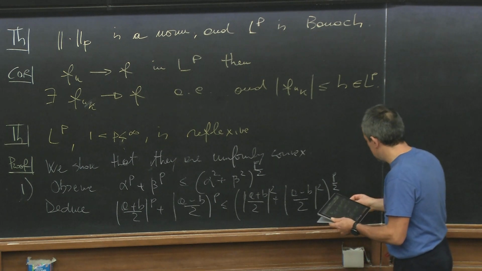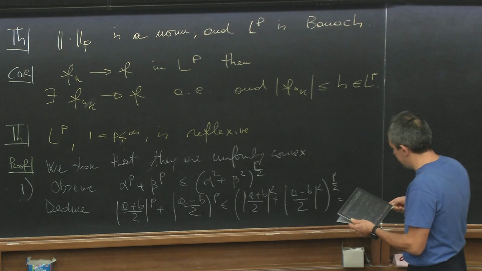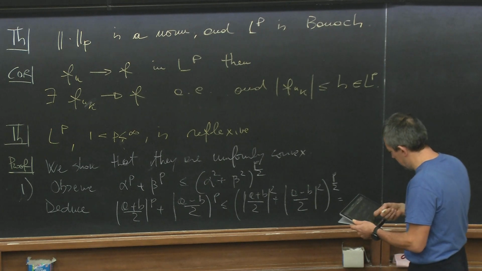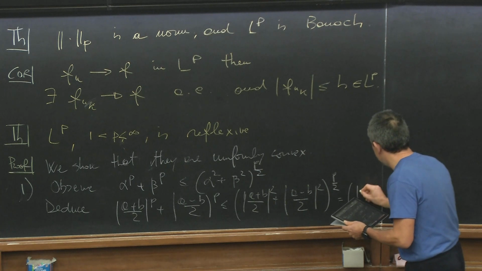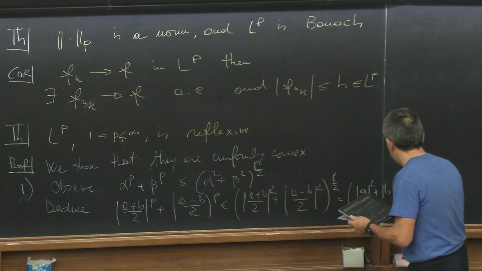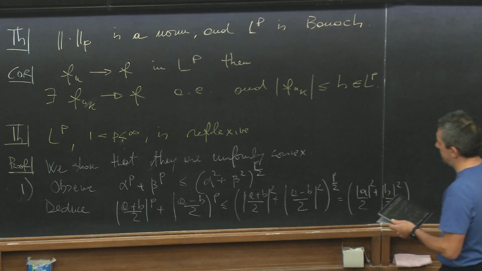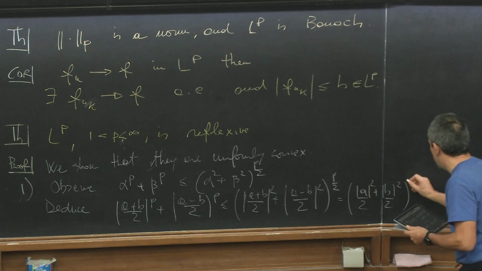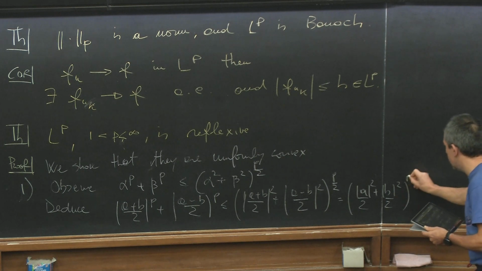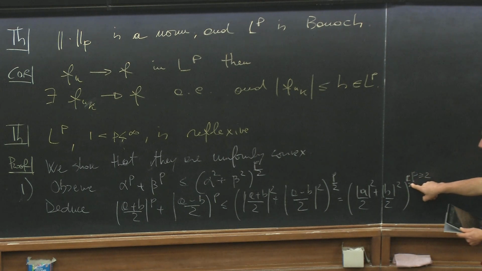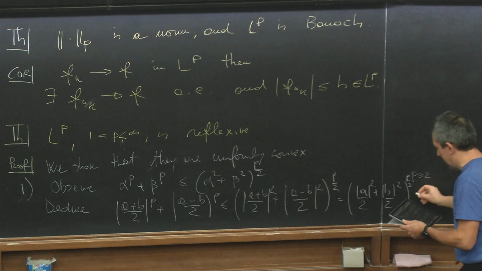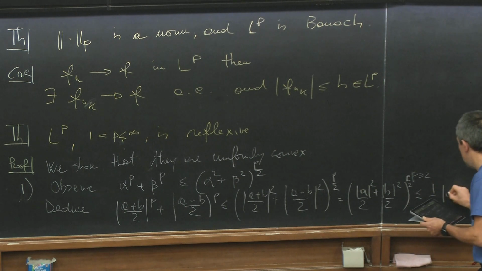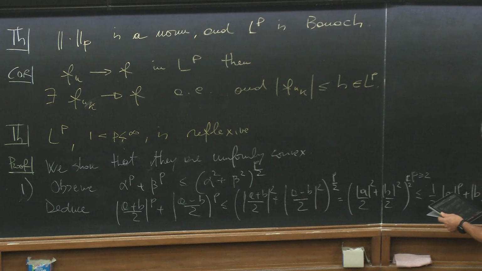Then if we compute, this is (a squared plus b squared)/2, and now we use the fact that for p greater or equal than 2, this is an exponent larger than 1, so it is superadditive, so it's less or equal than 1/2 a to the p plus 1/2 b to the p, well, it is convex.